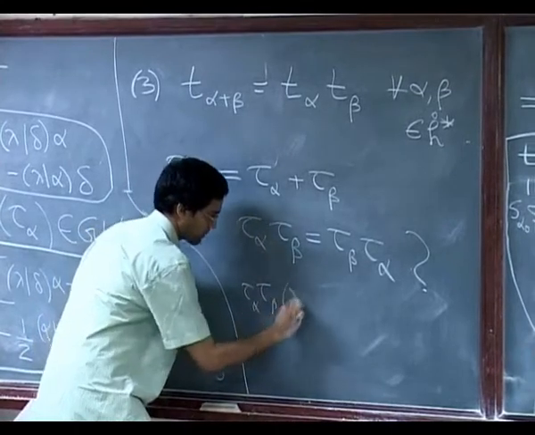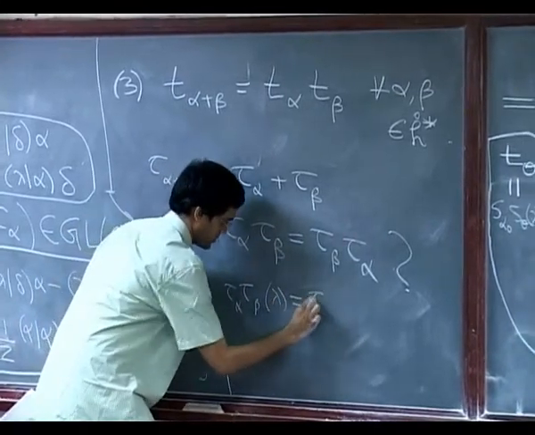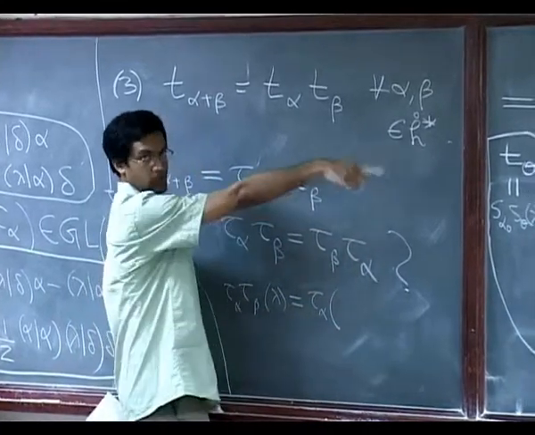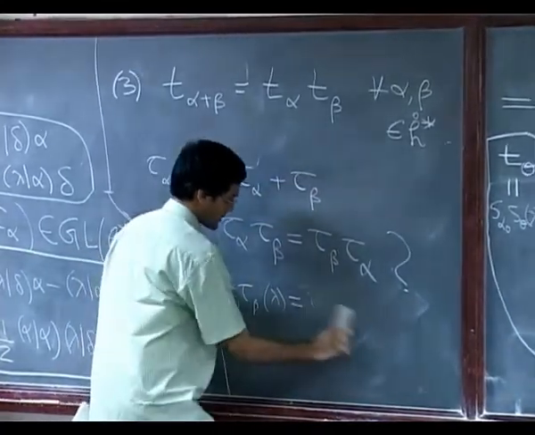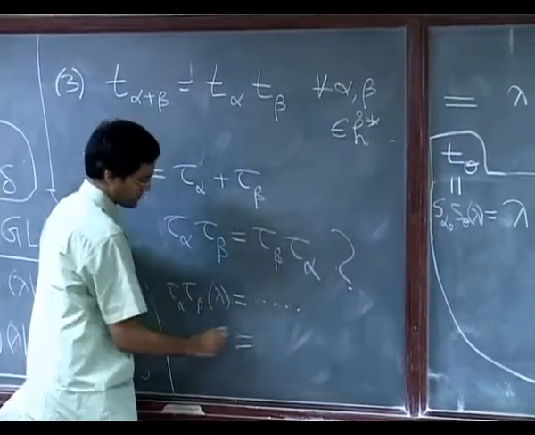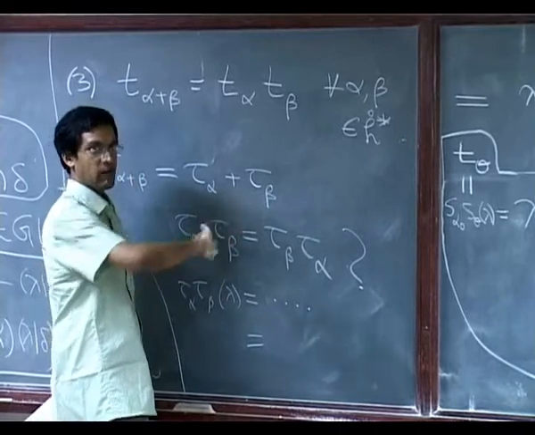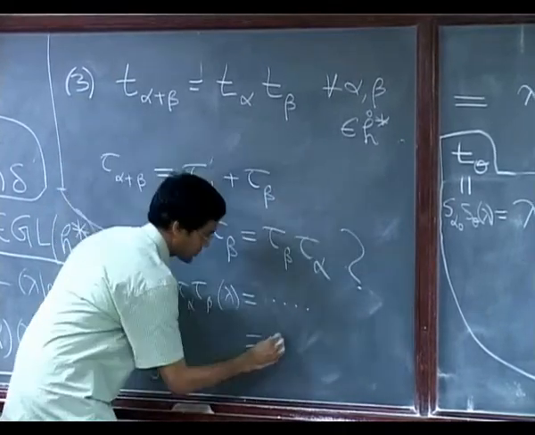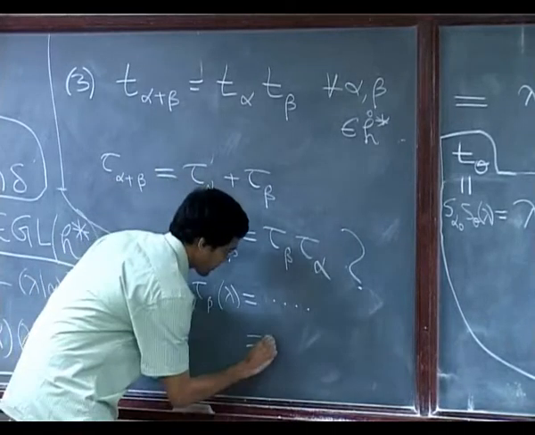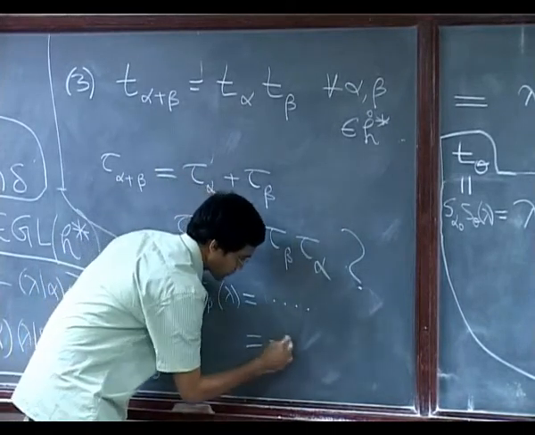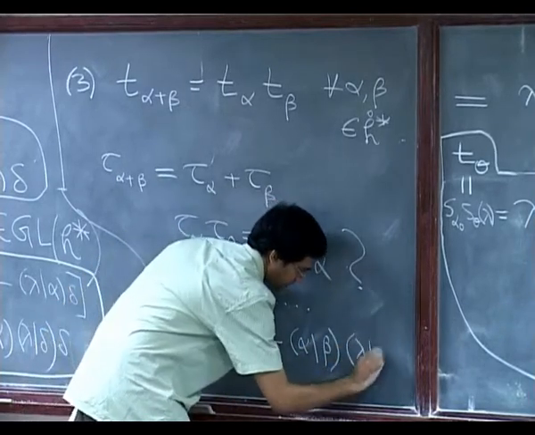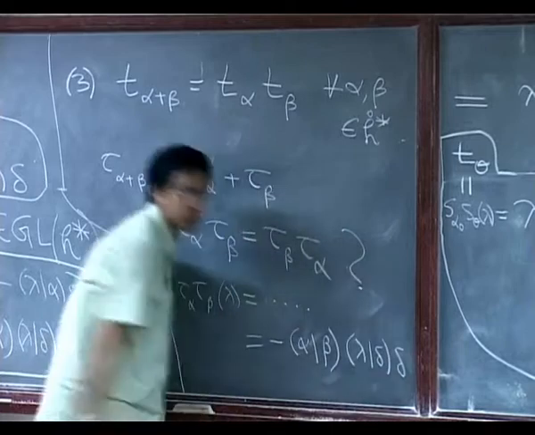Tau alpha, tau beta of lambda would be tau alpha of... now it's like computing that second order product. In fact, it's exactly the same computation that's on the last board, except now instead of that norm term, I will get an alpha beta term. So instead of minus 2, I will just get minus alpha beta, lambda delta. This is just that quadratic computation.